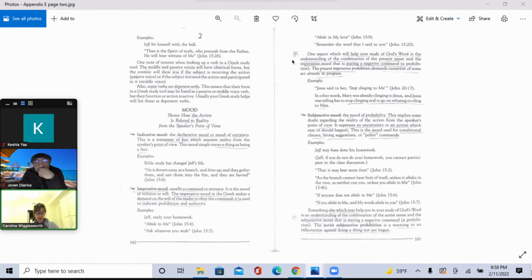Of course, if you studied Spanish, you know something about the subjunctive. I think it's the mood of probability. This implies some doubt regarding the reality of the action from the speaker's point of view, and expresses uncertainty or action which may or should happen. It's the mood used for conditional clauses or strong suggestions or polite commands. So, for example, Jeff may have done his homework. But Jeff, if you do not do your homework, you cannot participate in the class discussion.